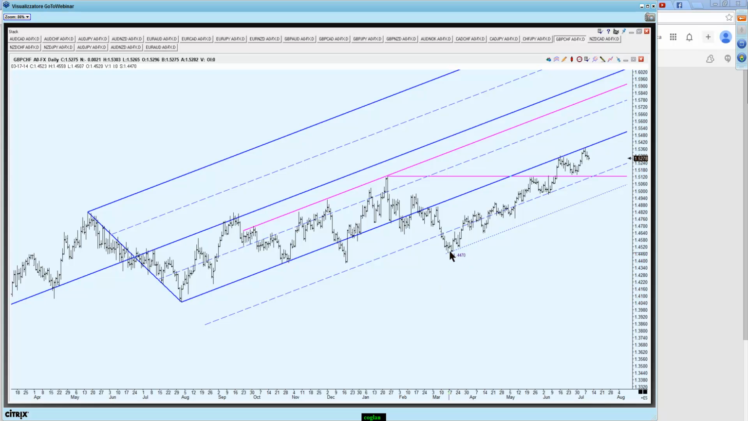We've got sliding parallel support down here. We're still finding support in the angle of the fork. We start moving up again. We move above this horizontal here. Where do we find resistance? The lower parallel. Resistance there. We come back down. We test the horizontal again, and up we go.